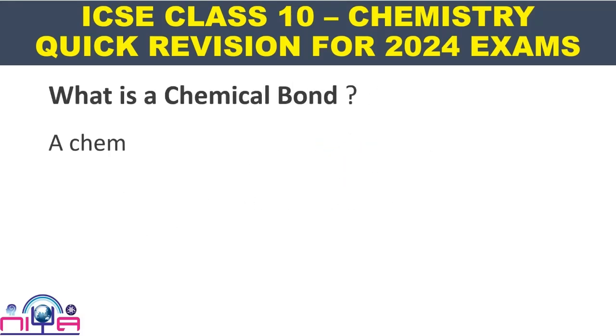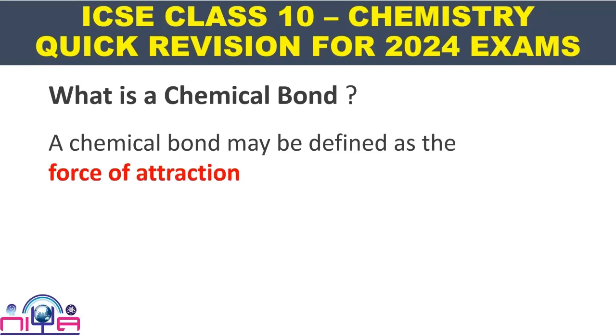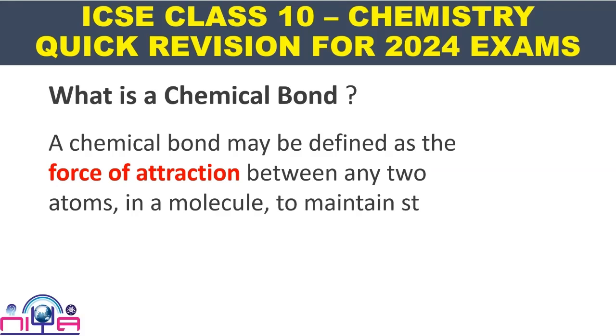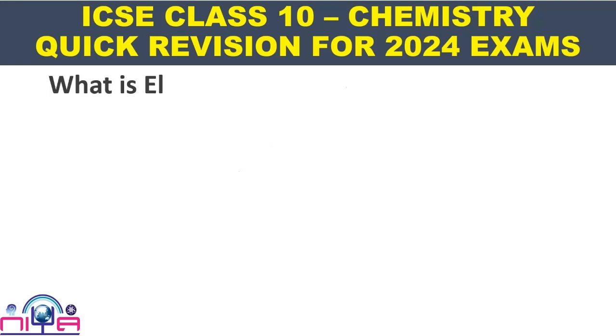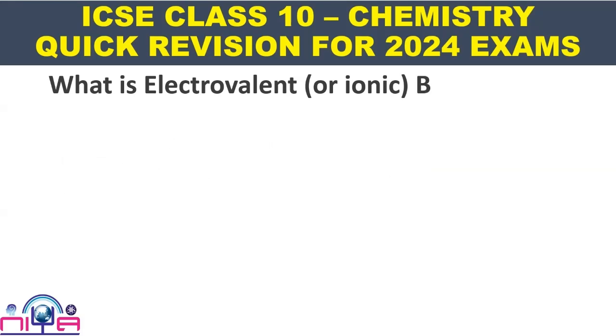What is a chemical bond? A chemical bond may be defined as the force of attraction between any two atoms in a molecule to maintain stability.